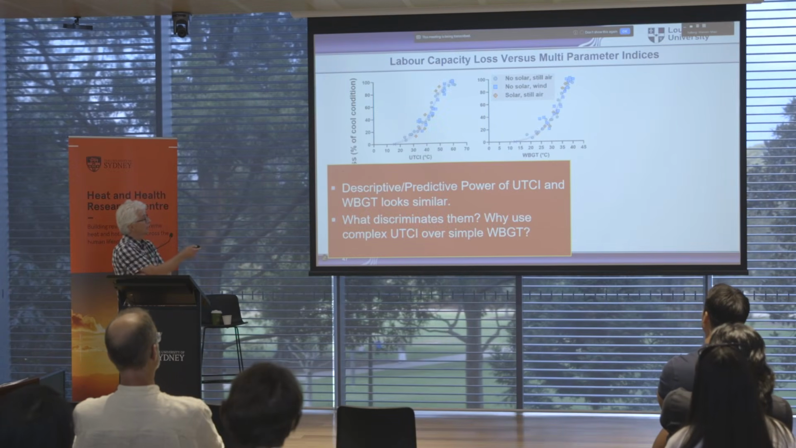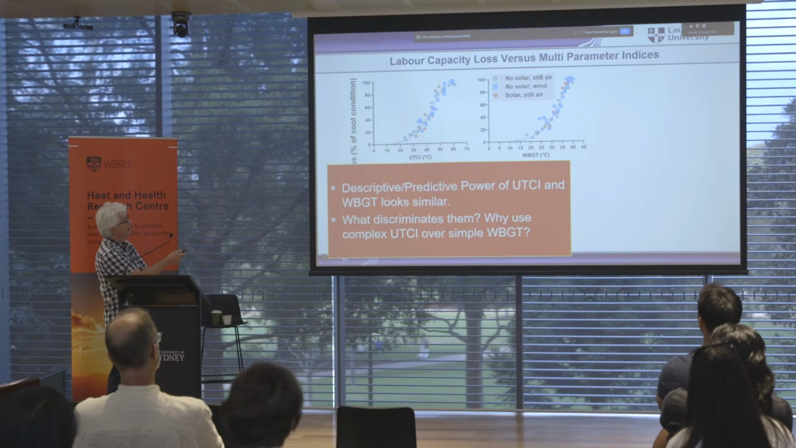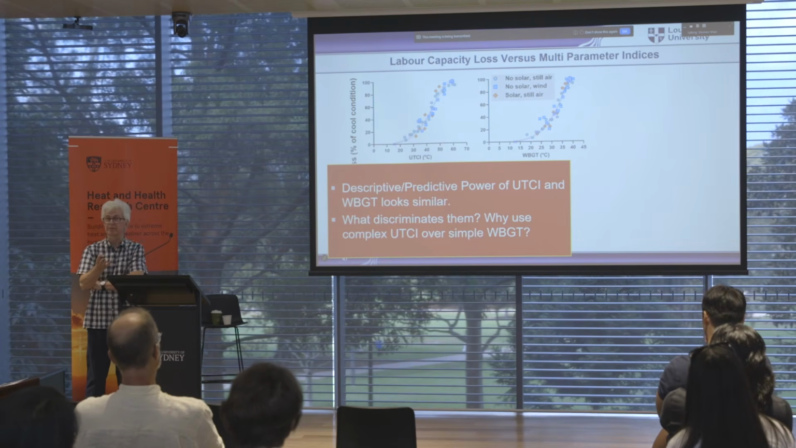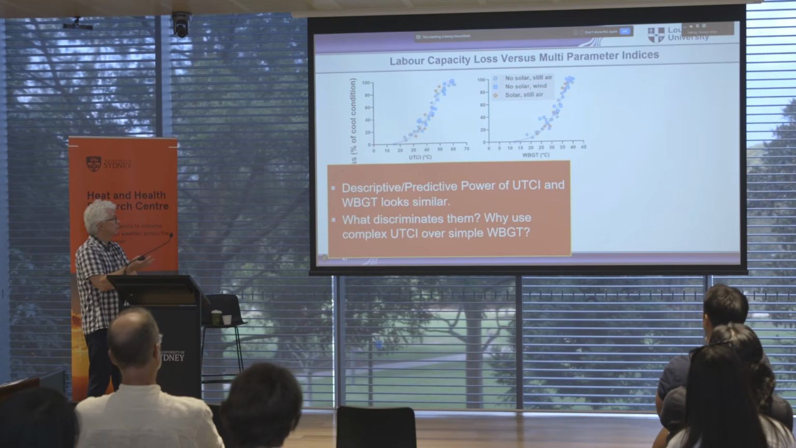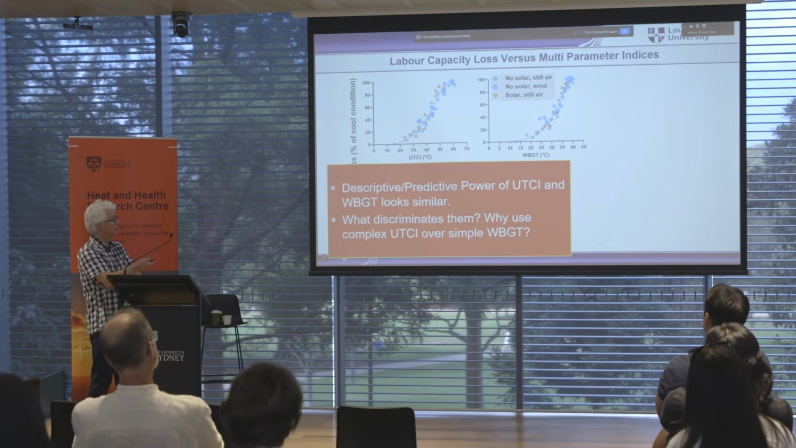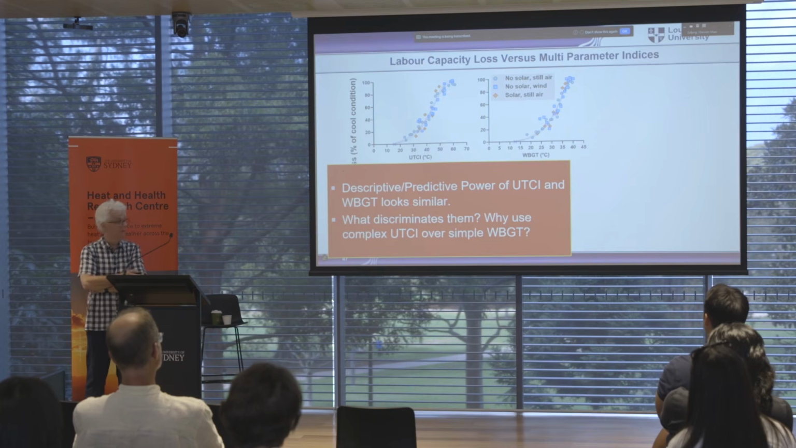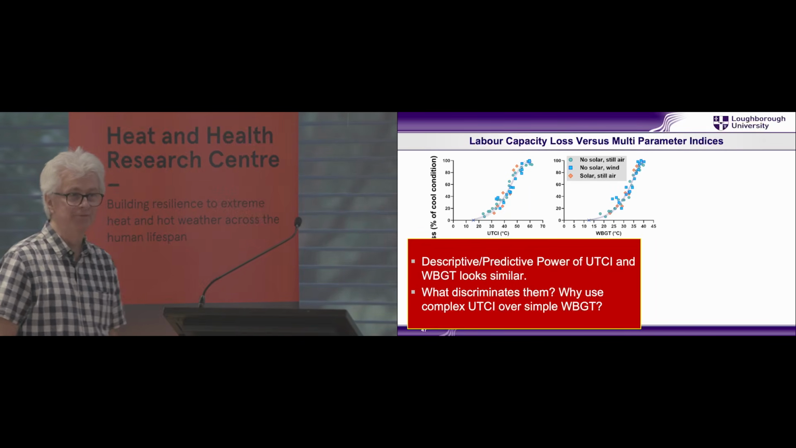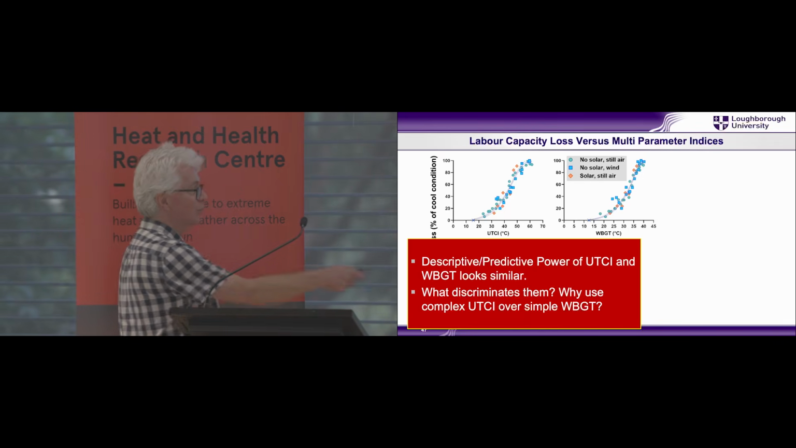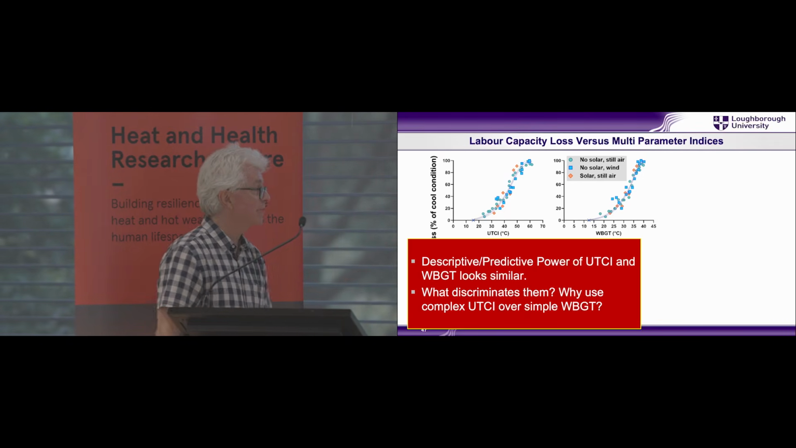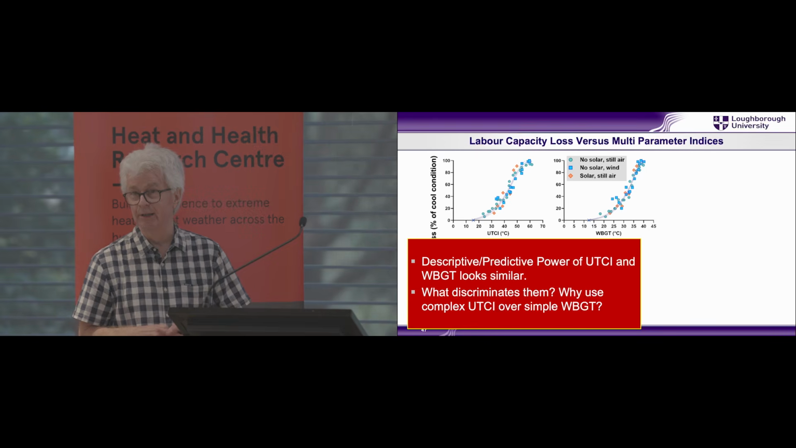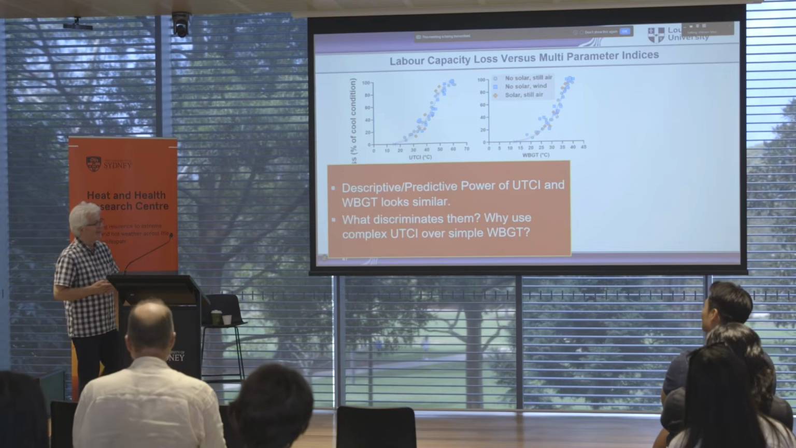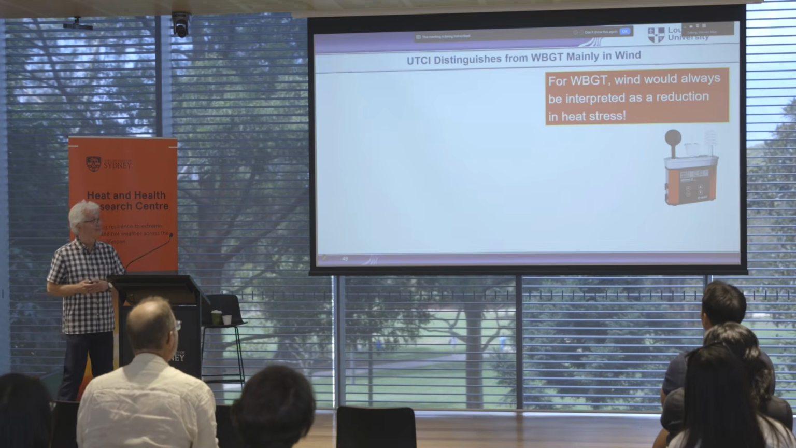So I just lifted out these two, UTCI and WBGT. And actually, if you look at statistics, they're very close together. So the descriptive predictive power of UTCI and WBGT looks similar. So why do all this work with this physiological model? What discriminates them? Why use a complex UTCI over a simple WBGT? And this worried me a lot when we first found this, but fortunately, we did find some differences.